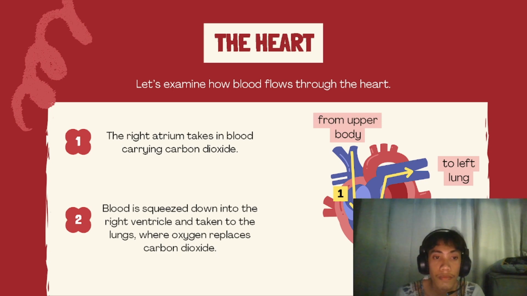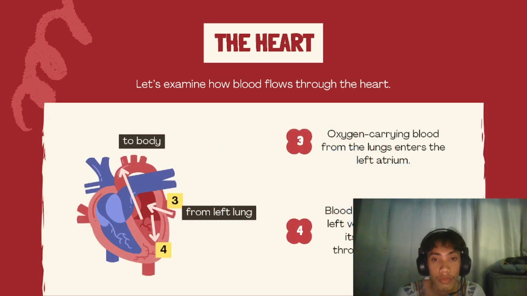So first, the right atrium takes in blood carrying carbon dioxide. Then second, the blood is squeezed down into the right ventricle and taken to the lungs where oxygen replaces carbon dioxide. Then third, oxygen-carrying blood from the lungs enters the left atrium. And lastly fourth, the blood is pumped into the left ventricle and starts its journey again throughout the body.